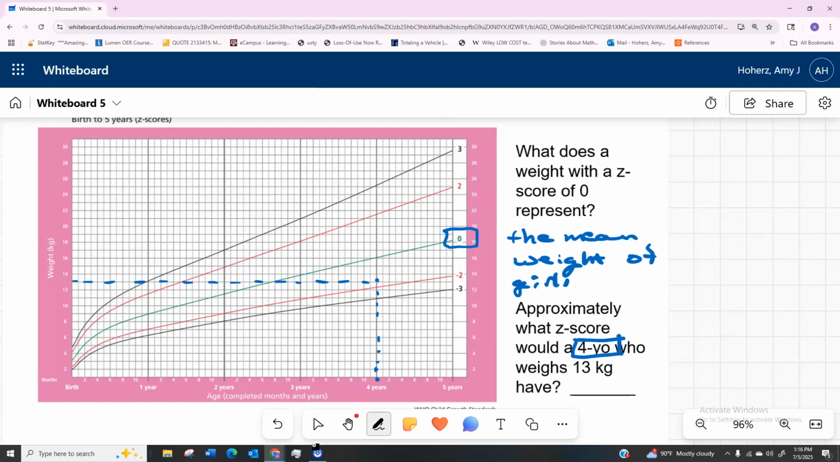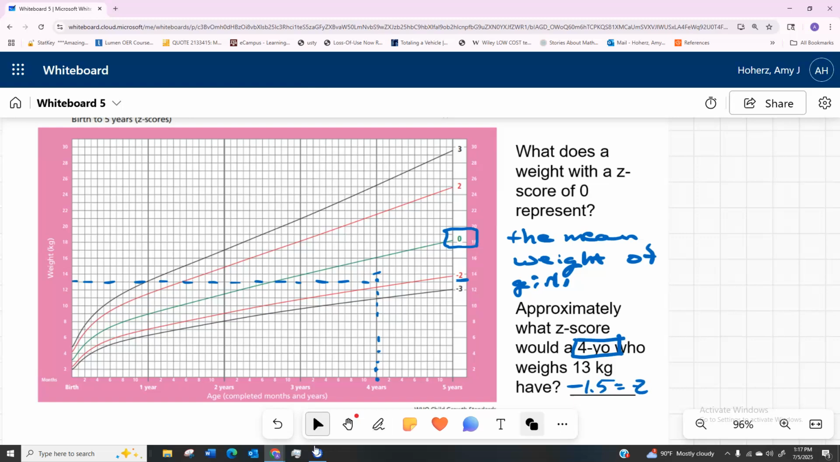And so we can see that that is not quite -2. Okay, it's not quite on the red, but it is close to the red. So we can't get an exact value here, but it looks like it's a little bit past halfway. So I would say maybe -1.5 for the z-score.